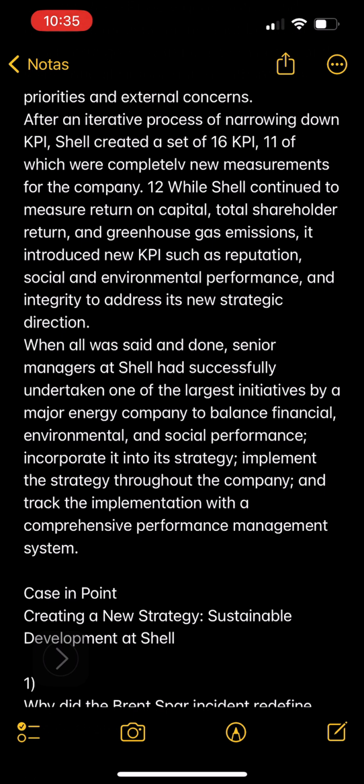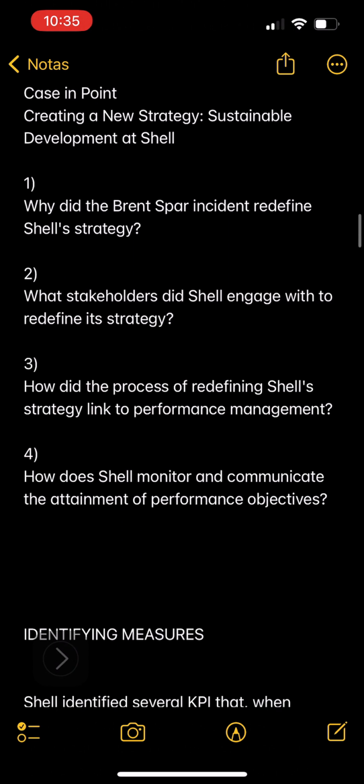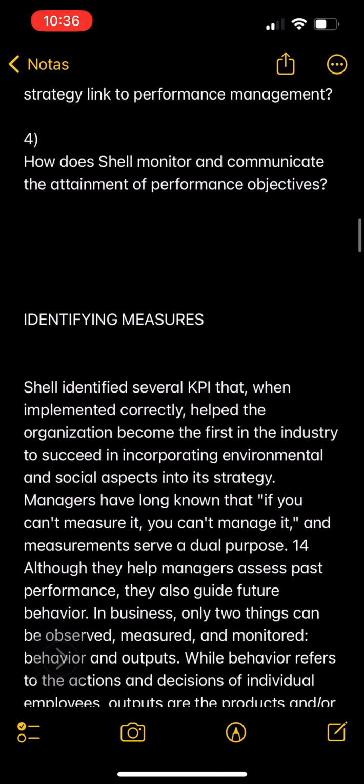Case in point: creating a new strategy, sustainable development at Shell. 1. Why did the Brent Spar incident redefine Shell's strategy? 2. What stakeholders did Shell engage with to redefine its strategy? 3. How did the process of redefining Shell's strategy link to performance management? 4. How does Shell monitor and communicate the attainment of performance objectives?